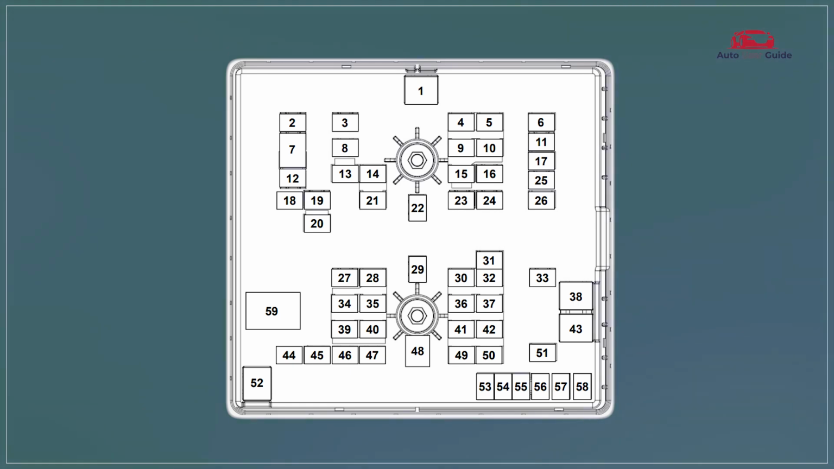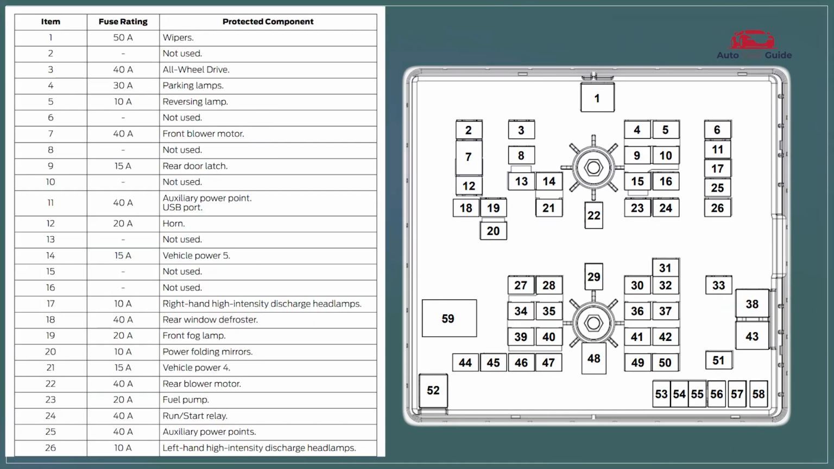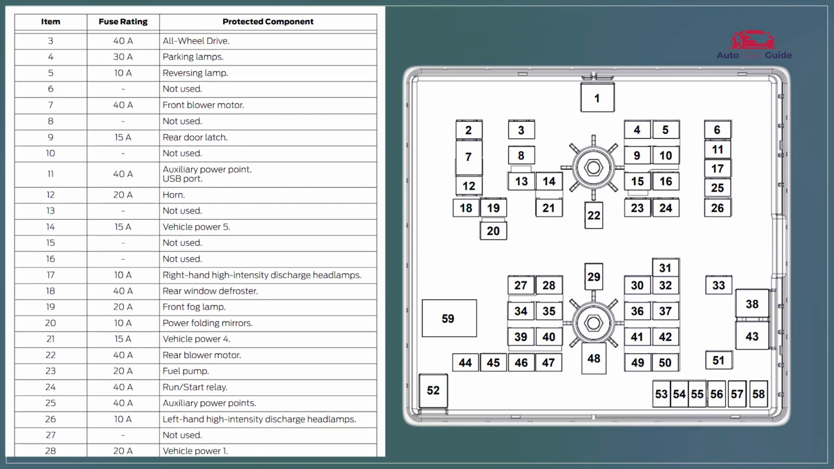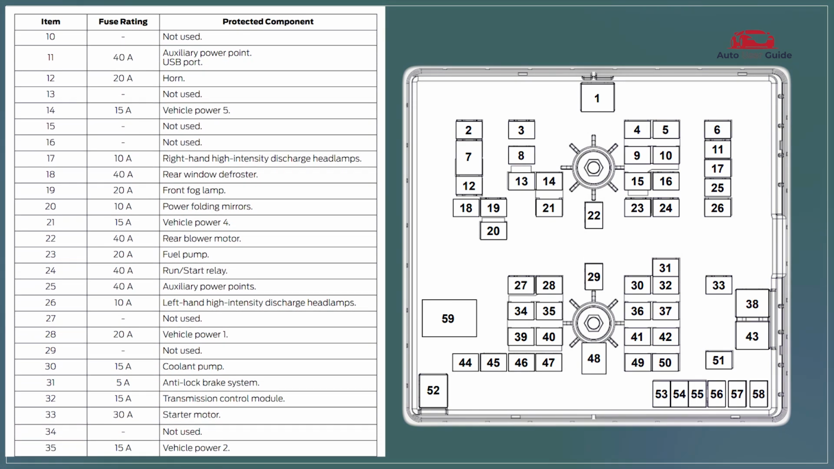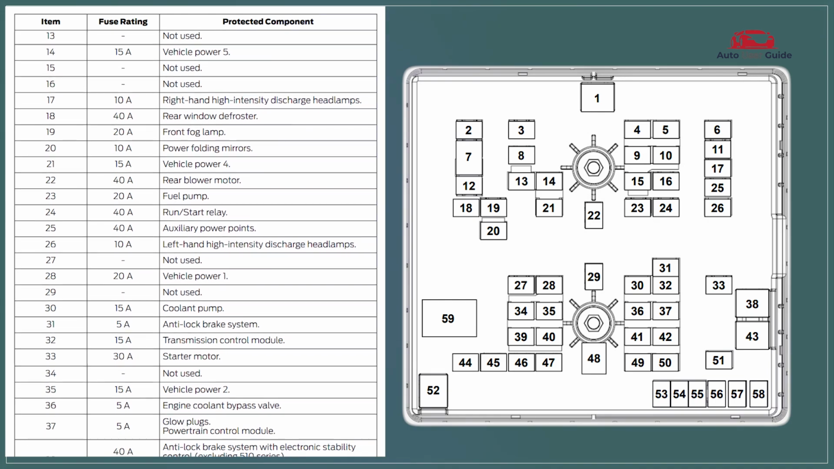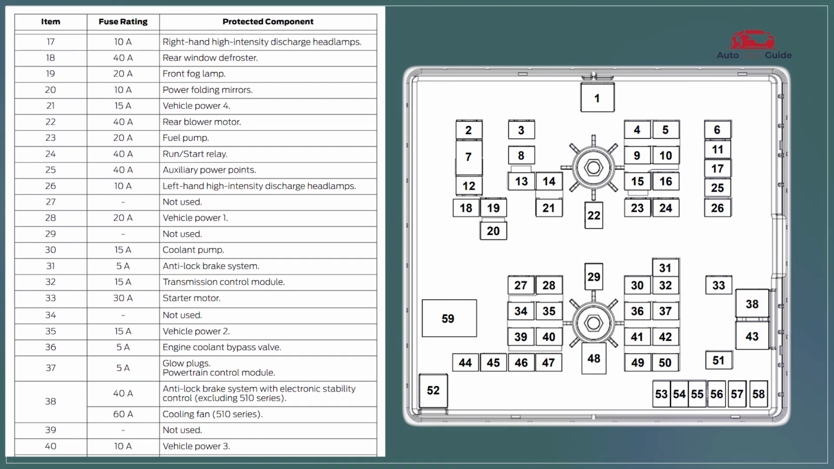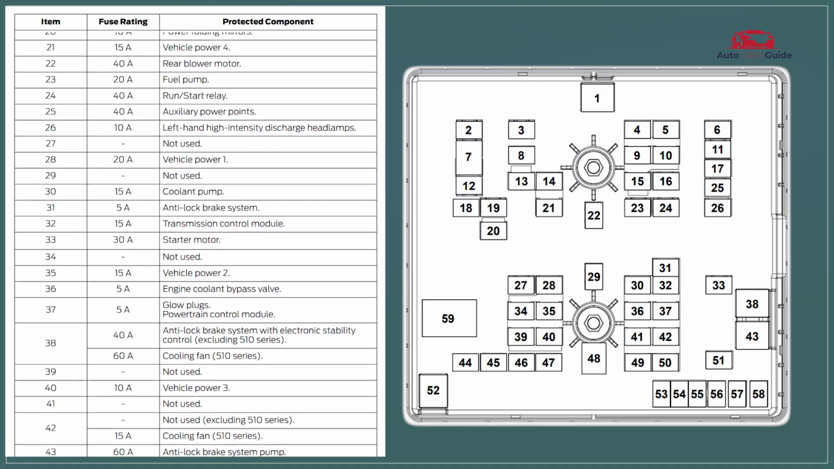The 2021 Ford Transit engine compartment fuse box houses fuses and relays critical for functions such as the engine, cooling fan, and powertrain control. It is conveniently located under the hood, near the driver's side for easy access.